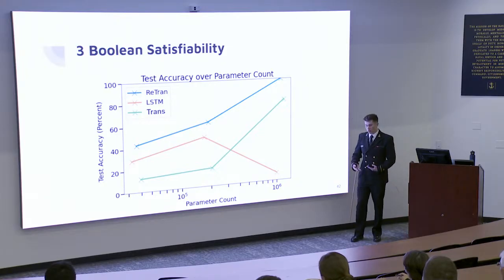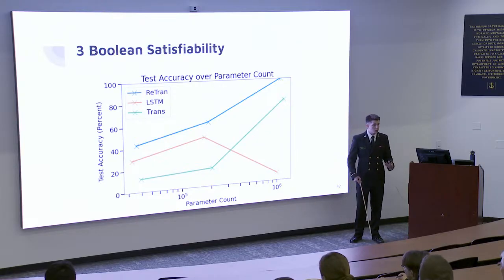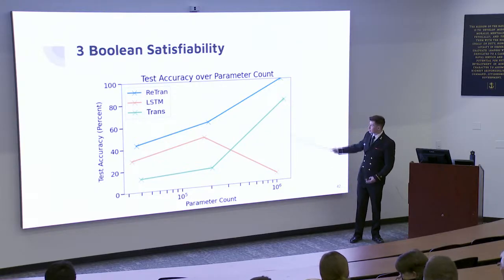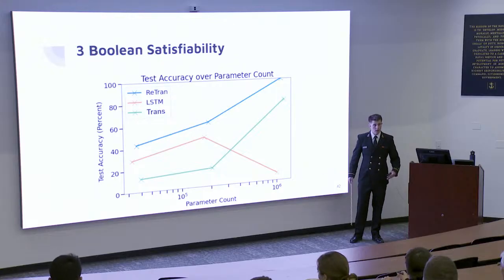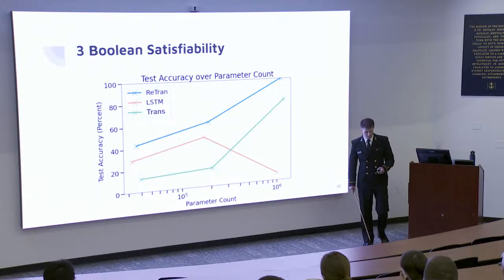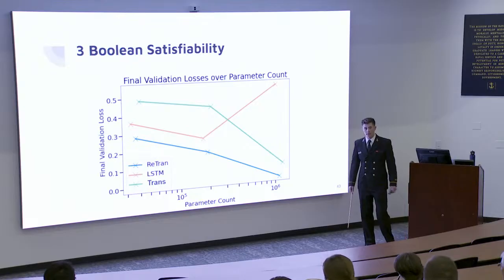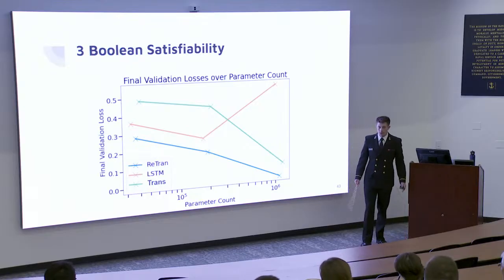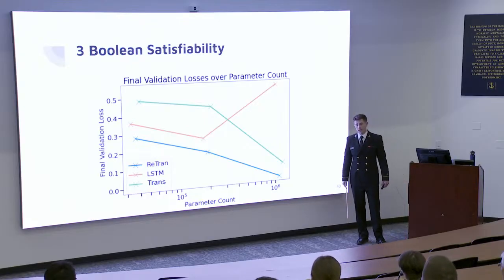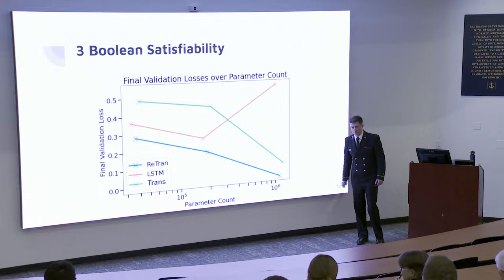This is how I mentioned earlier that when computational depth gets too long, the model can actually fail to remember things. That is what happens with the LSTM here. It begins to diverge because that computational depth is simply too great. Next, our final validation losses for the Boolean satisfiability tell a very similar story to our testing accuracy. Lower number is better, and our RETRAN beats all.